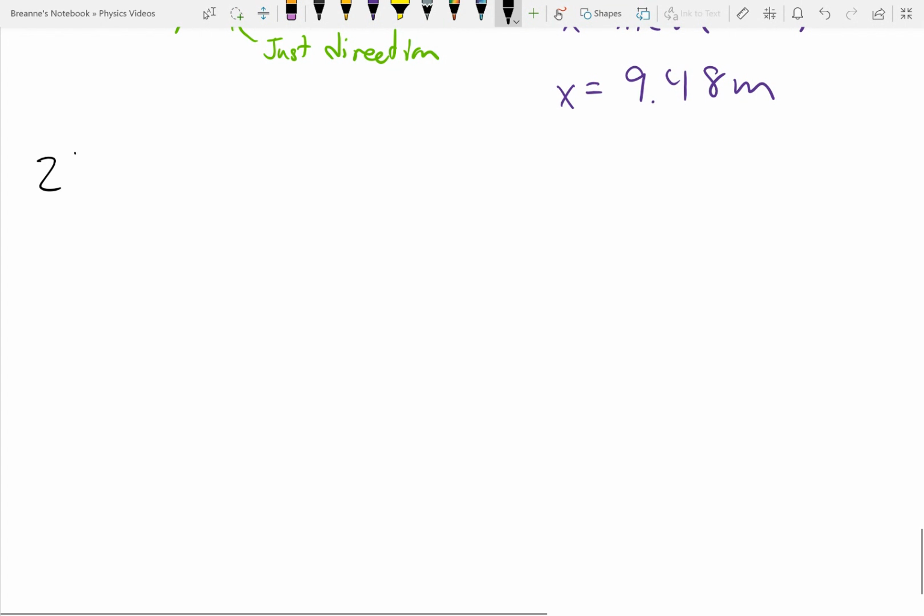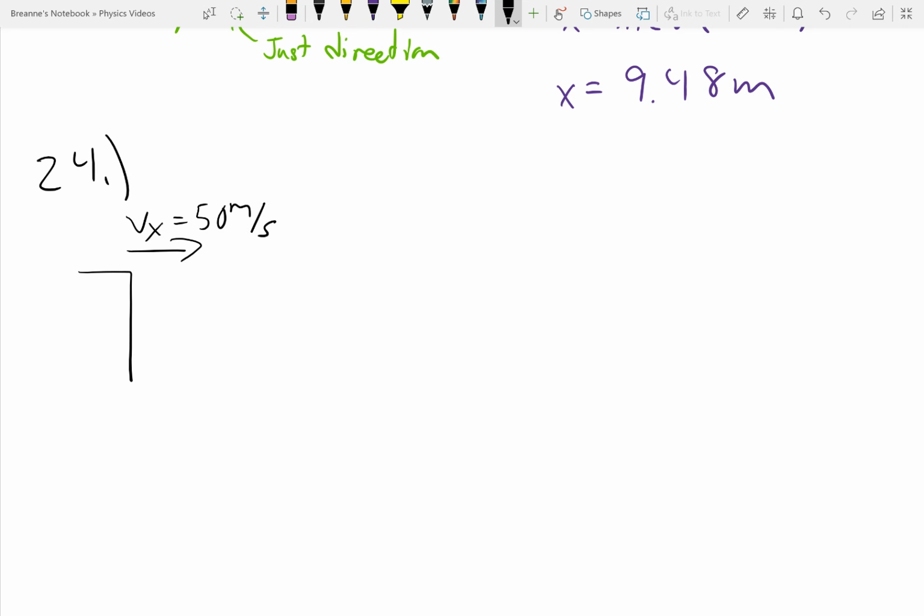So let's do 24 because that's a projectile at the horizontal. A model rocket flies horizontally off a cliff with a velocity of 50 meters per second. It says horizontally, so that means its velocity in the x is 50. If the canyon below is 100 meters deep, so that is our y, how far from the edge of the cliff does the model rocket land?